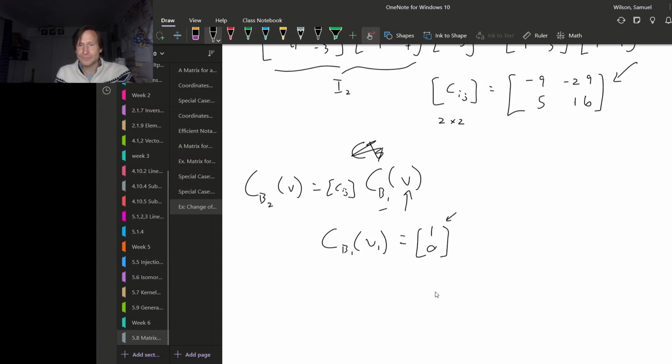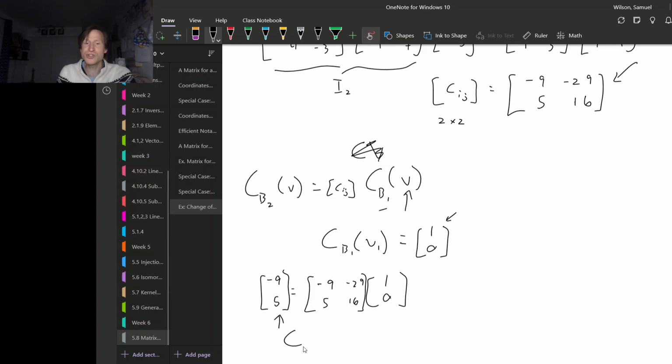So let's take this 1, 0 and multiply it by our matrix of C's. So minus 9, 5, minus 29, 16. We get minus 9, 5. So this here, minus 9, 5, this should be the coordinates of v1 relative to the second basis. Okay, well, how could we check if it really is?